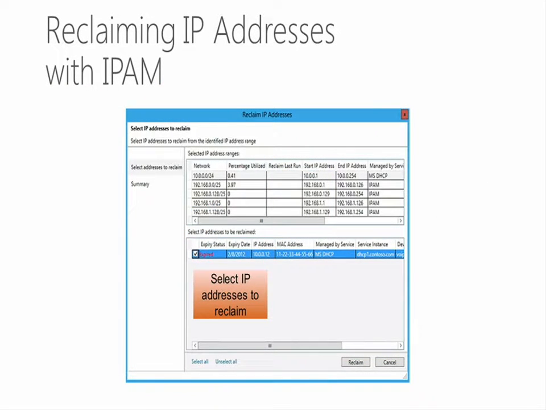Another great feature of IPAM is reclaiming IP addresses. We all create those scopes or ranges of IP addresses that are handed out by DHCP servers that never get utilized. IPAM can search across all of our scopes in our DHCP servers and understand where we're not getting utilized, so we can reclaim those IP addresses and use them elsewhere within our network.